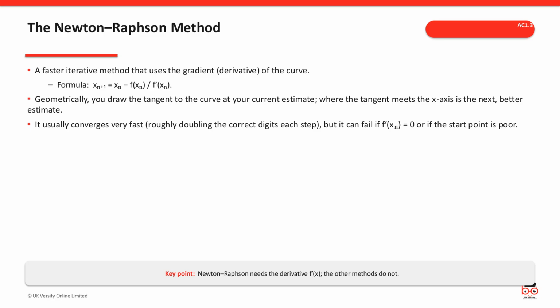Now for the method everyone remembers, Newton-Raphson. It's a faster iteration that cleverly uses the gradient of the curve itself. The formula is x sub n plus 1 equals x sub n minus f of x sub n divided by f dash of x sub n. Picture drawing the tangent to the curve at your current estimate; where that tangent hits the x-axis becomes your next, better estimate. It usually converges astonishingly fast, roughly doubling the number of correct digits each step, though it can misbehave if the derivative is 0 or your starting point is poor.